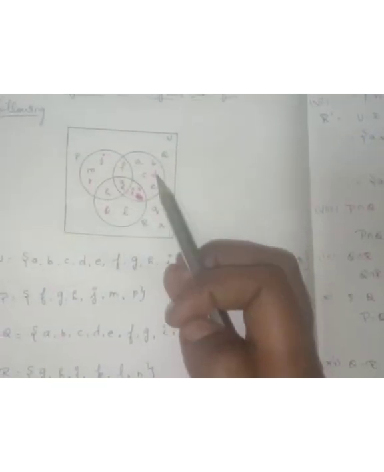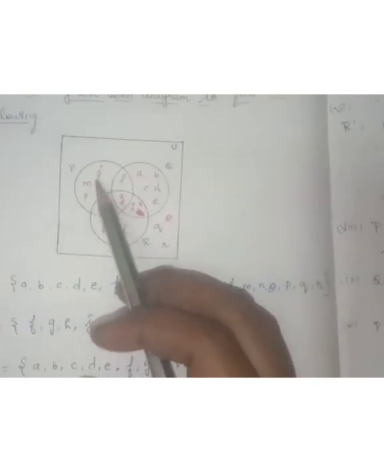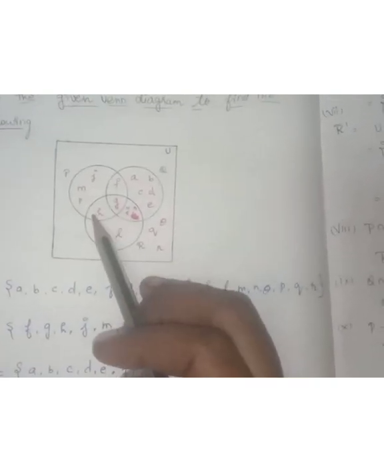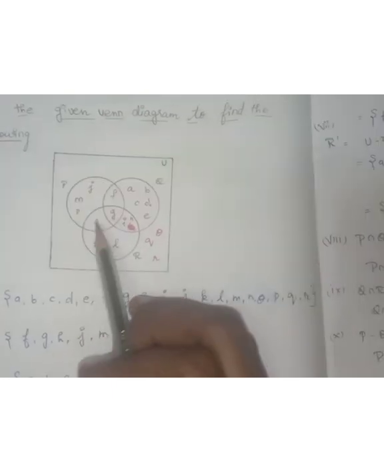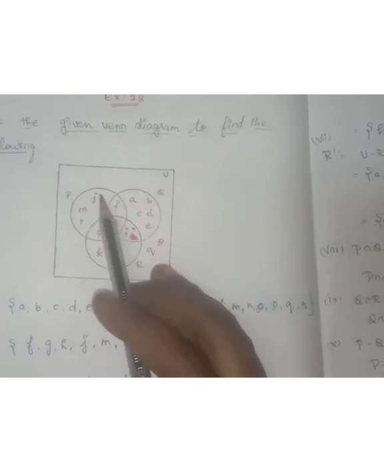The P minus R means in P and R you consider these two circles. In these two circles the common terms are H and G. H and G will be cancelled. The remaining of P is the answer. So J, M, P is the answer.